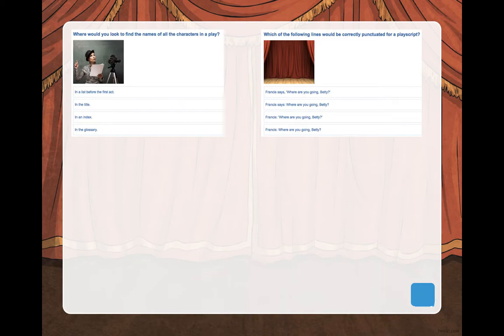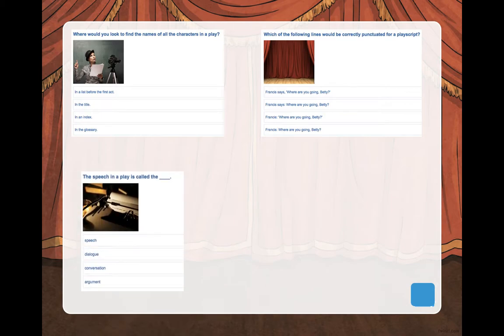Which of the following lines would be correctly punctuated for a play script? So you need to look very carefully. The first one has speech marks. The second one has the actor's name but says, "Where are you going, Betty?" And then the third one, Francis, it's got simple speech marks or parentheses, apostrophes. And the last one, it has Francis, colon, "Where are you going, Betty?"